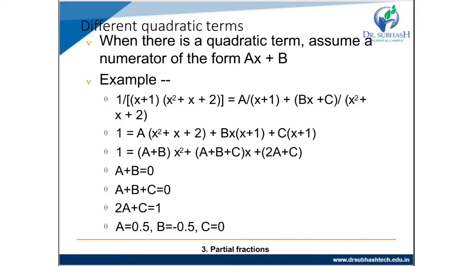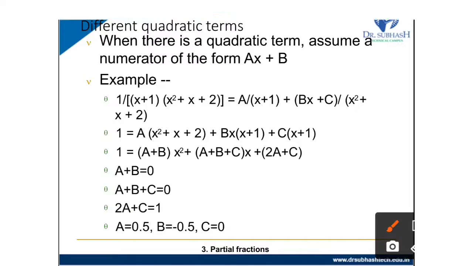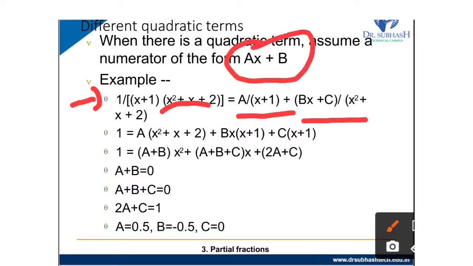So here, 1 divided by x plus 1 multiplied with x square plus x plus 2. Here the term is in the form of a square, so we just write a divided by x plus 1 and bx plus c divided by x square plus x plus 2. We do not just write b, we will use the ax plus b type. Here a is already used, so for the next term we will use bx plus c.